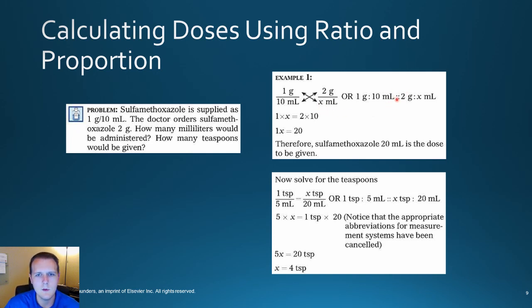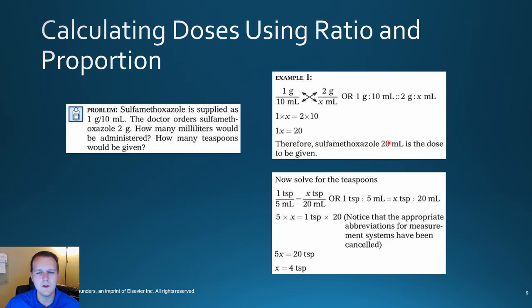Or if you want to set it up as one of these ratios, you can see this here. By rearranging it, we can see that 1 times X equals 2 times 10, so 1X equals 20. X is going to be 20 mLs you're administering. So 20 mLs for that dose to be given.